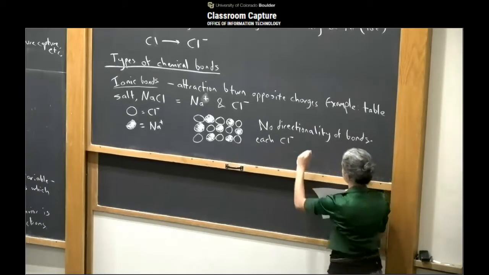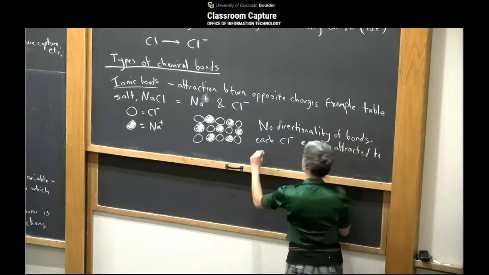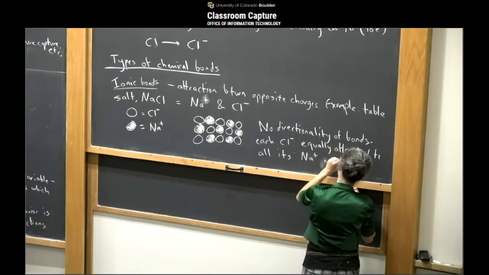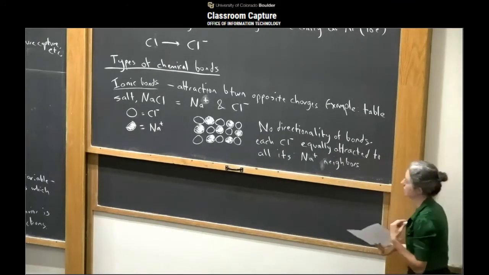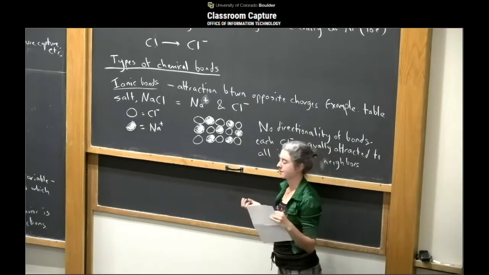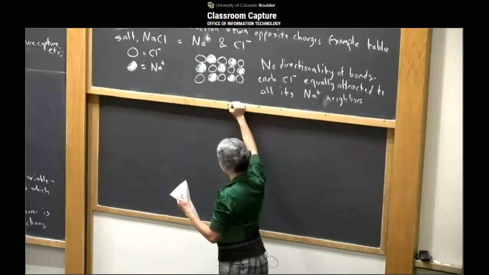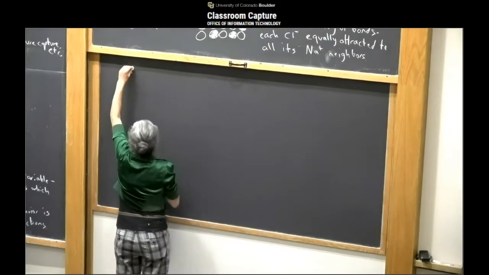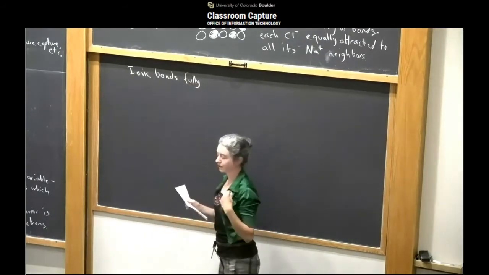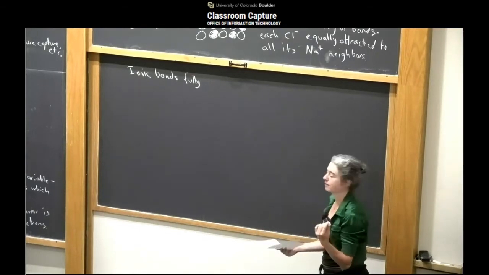So each chloride is equally attracted to all its sodium plus neighbors. Okay, so if we put this sample of sodium chloride, this grain of table salt, into something that dissolved it, for example, water, all of these ions are going to completely split off from each other and go their separate ways. I guess I should put an asterisk next to that statement, because later on in Chapter 8, when we start looking at solvents, that's not 100% true, but it's good enough for now.